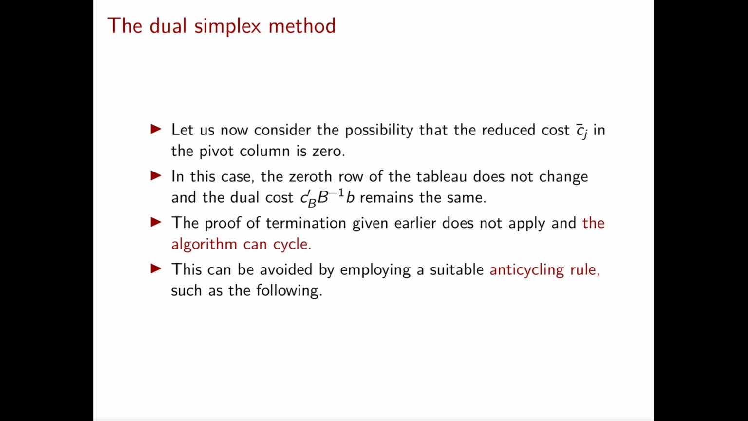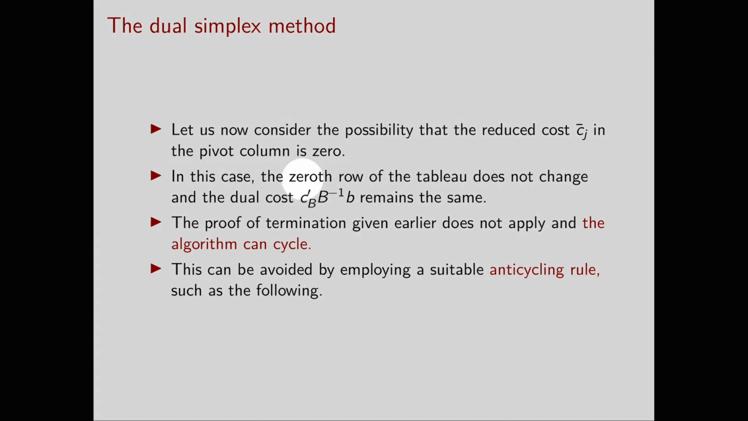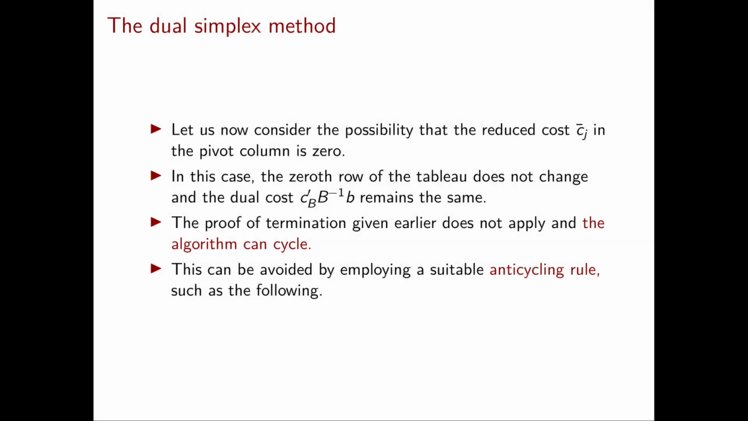Now let's get back to the issue of termination. The case that we haven't yet discussed is when the reduced cost c̄_j in the pivot column is 0. In this case, the 0th row of the tableau doesn't change at all, and in particular the dual cost remains the same. So our previous proof of termination doesn't work. And in fact, in this case, the algorithm can cycle. Also for the dual simplex, this can be avoided with a suitable anti-cycling rule.